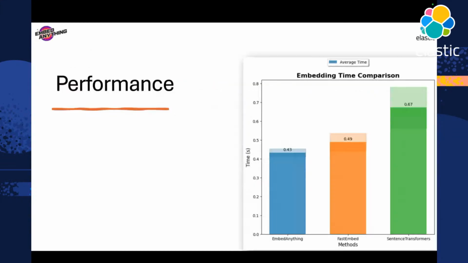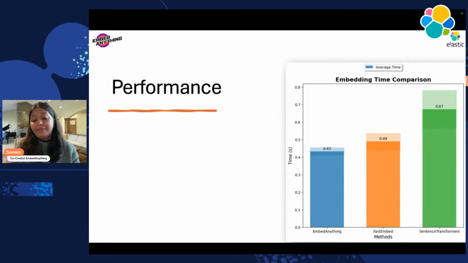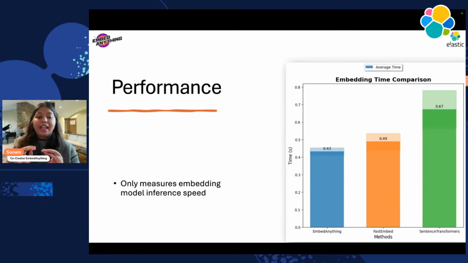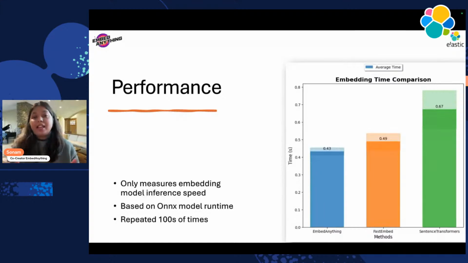So performance. This is quite lenient: we have only measured the embedding model inference speed. We haven't taken the ingestion pipeline into account. If you start including ingestion, the gradient increases, that is, EmbedAnything becomes much faster. This is based on ONNX runtime only, and is meant to simulate a high number of documents. We have repeated this experiment hundreds of times, and these are present on our benches Colab.